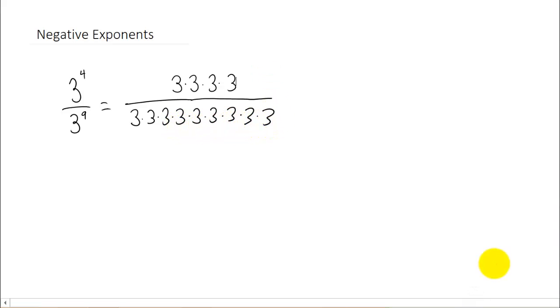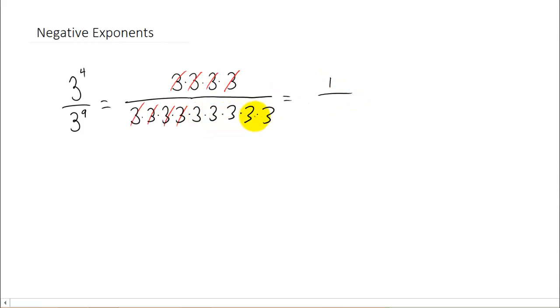And you should look at this and think to yourself that you can start canceling terms. We can cancel all 4 3's in the numerator with 4 of the 3's in the denominator. We're left with a 1 in the numerator, and we're left with 5 3's all multiplied in the denominator, which can be written as 3 to the 5th power. Okay, great, so why did we do this?